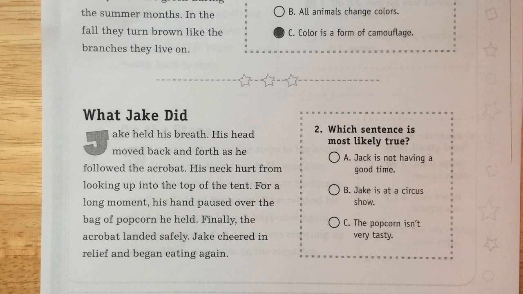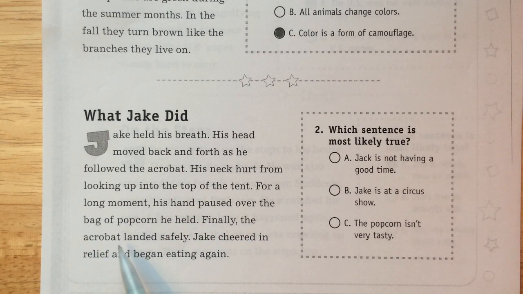I'll bet you are. This is called What Jake Did. Jake held his breath. His head moved back and forth as he followed the acrobat. His neck hurt from looking up into the top of the tent. For a long moment, his hand paused over the bag of popcorn he held. Finally, the acrobat landed safely. Jake cheered in relief and began eating again.